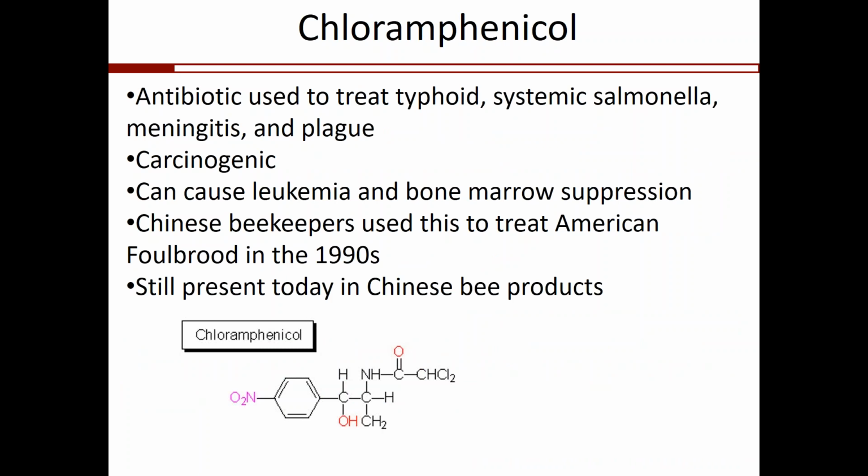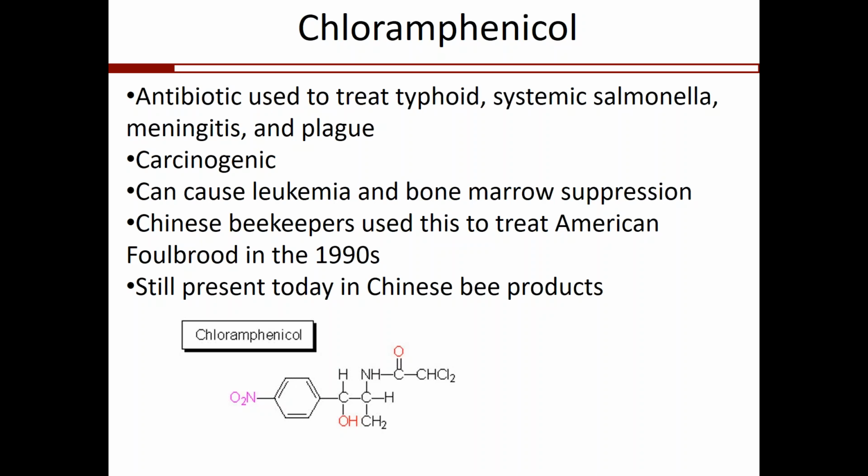Another important concern that we have about Chinese honey is chloramphenicol. This is an antibiotic used to treat typhoid, systemic salmonella, meningitis, and plague. And it's also carcinogenic to us. It can cause leukemia, and it can suppress the bone marrow. I mean, this obviously sounds like a human-related antibiotic drug. Why are we seeing this in honey?